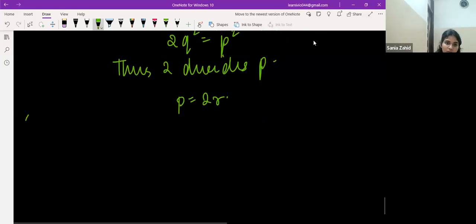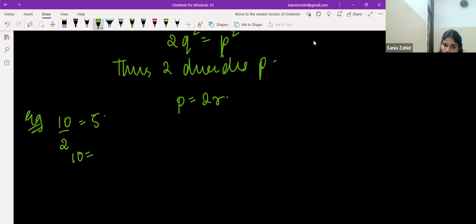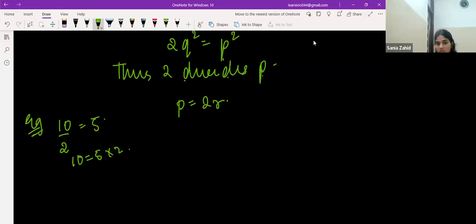For example, if 10 divides by 2, you get 5. So can I write 10 as 5 into 2? So if I say 2 divides p, let's suppose p is 10. So 10 is equal to 2 into the question. Right? So what is the question? Some number r. So p is equal to 2r. Yes or no? Yes.